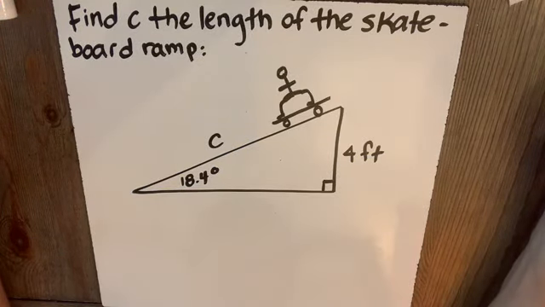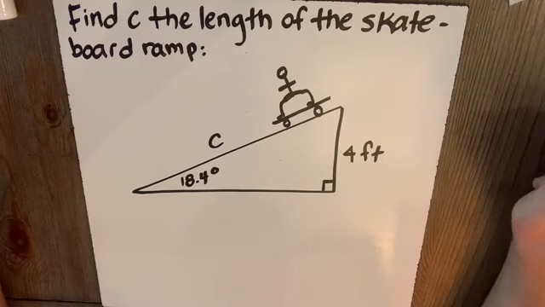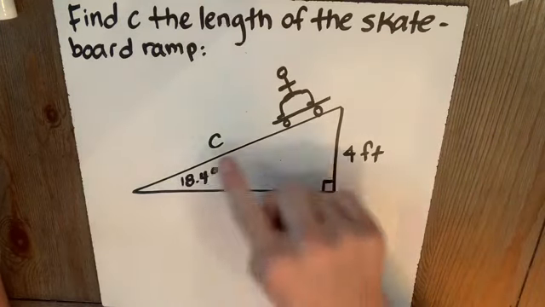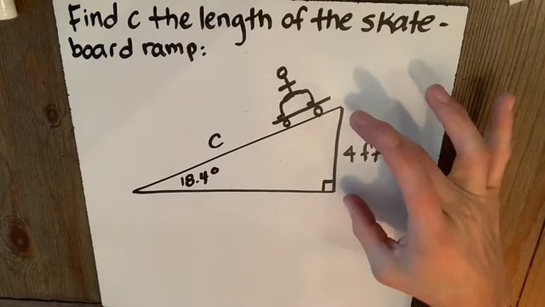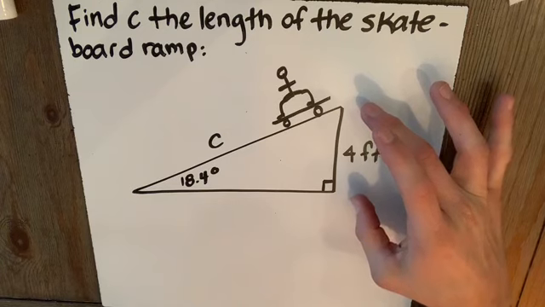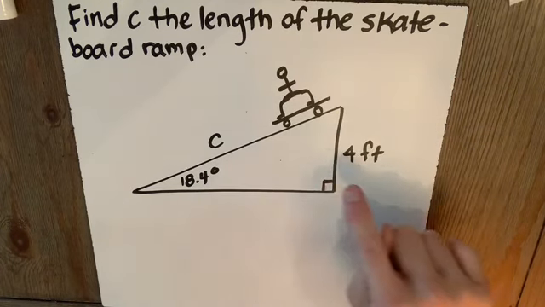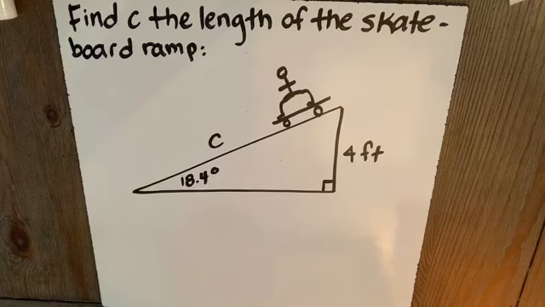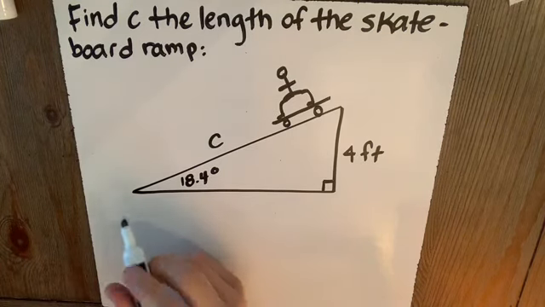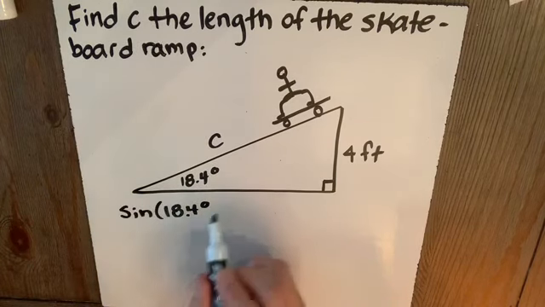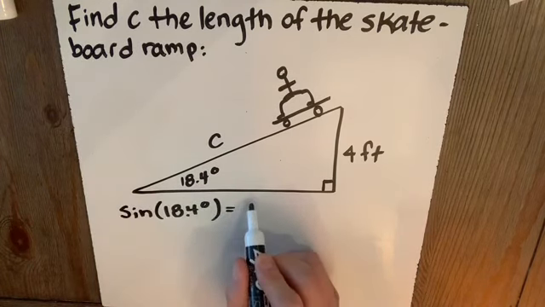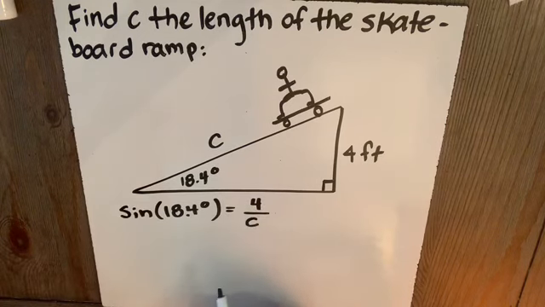In our last example here, using right triangle trig, SOHCAHTOA, we're asked to find C, the length of the skateboard ramp, given that the angle of elevation here is 18.4 degrees, and opposite we've got 4 feet. Again, look, angle, opposite, hypotenuse, leads me to think that we're dealing with sine of an angle. Well, the angle here is 18.4 degrees. Make sure your calculator is in degrees. Sine of 18.4 degrees is equal to opposite over hypotenuse.